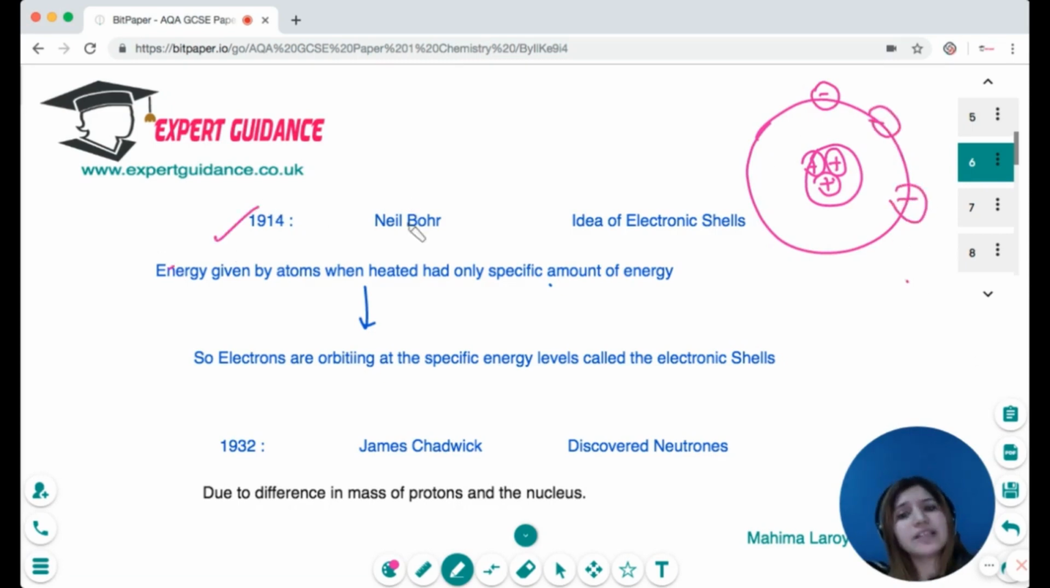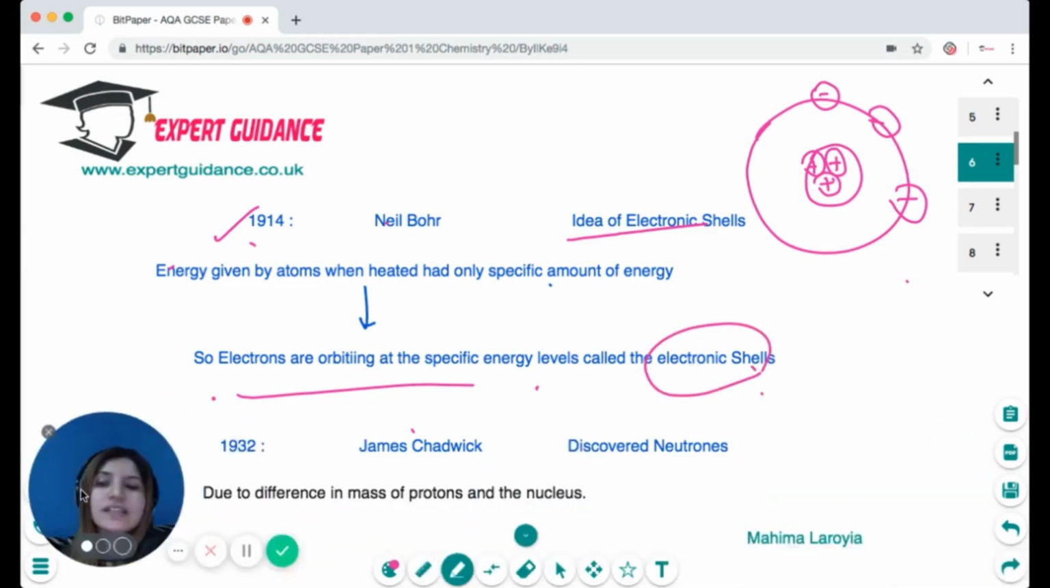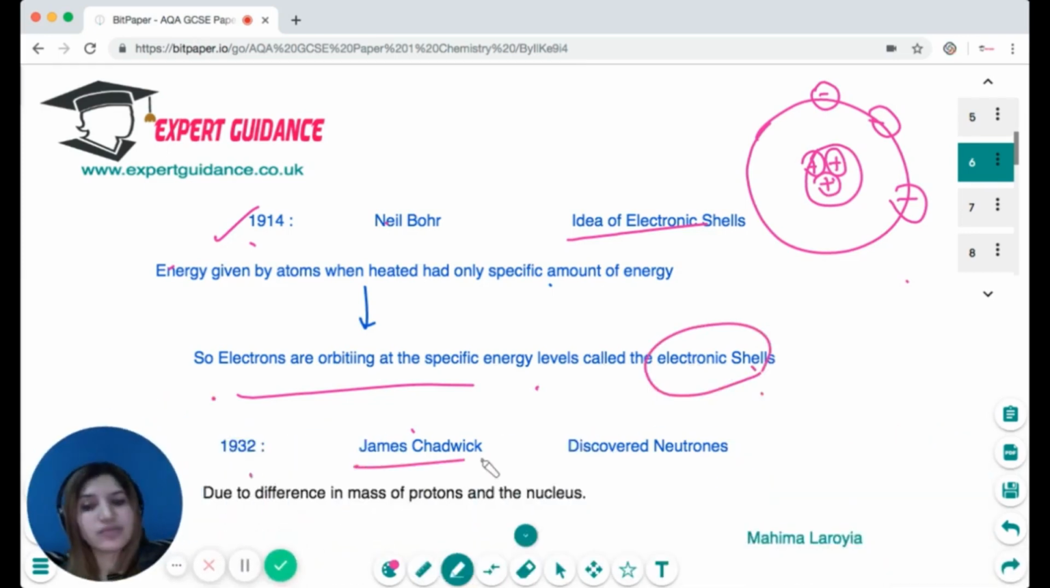Then came another scientist called Niels Bohr in 1914. He gave the idea of electronic shells. Now, what he observed was, whenever an atom was given any energy, it emitted a specific amount of energy. So what was happening is the electrons which were orbiting took those energies, and then when they came back to their ground state, they emitted the energies. And these energies were of a specific amount. So he concluded that electrons are not just orbiting anywhere around the nucleus, they are orbiting at specific energy levels called electron shells. Then there was another scientist who came in 1932 called James Chadwick.